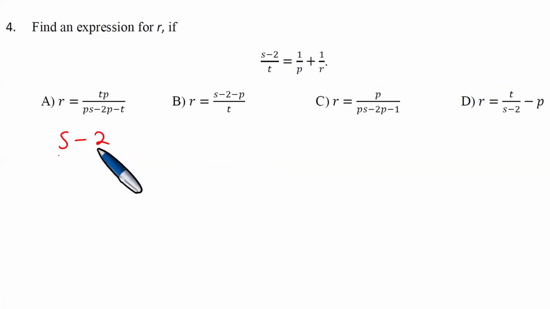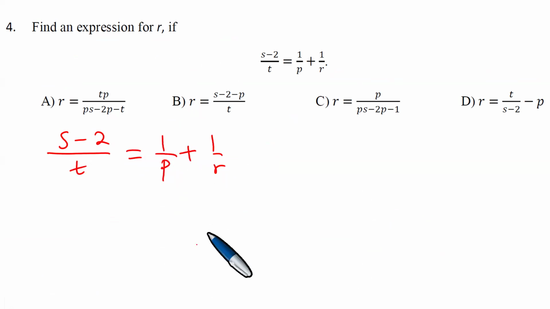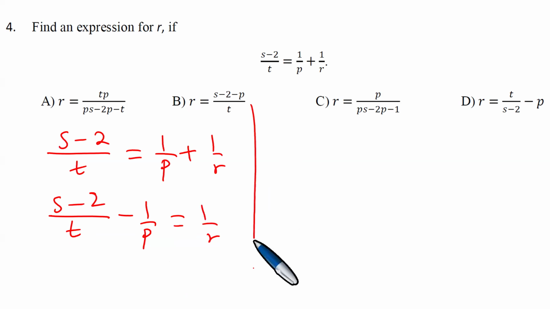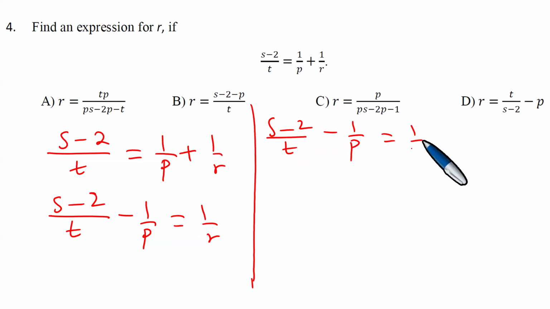Which is S minus 2 divided by T, which is 1 over P plus 1 over R. Find R. To find R, we can perform algebraic manipulations and write S minus 2, divide everything by T, and then write 1 minus P equals this. And what is all this? Right, so with all this, you can write S minus 2 divided by T, 1 minus that, equal 1 over R.